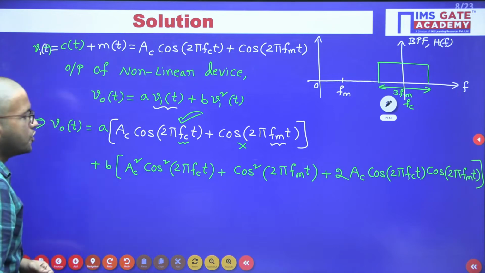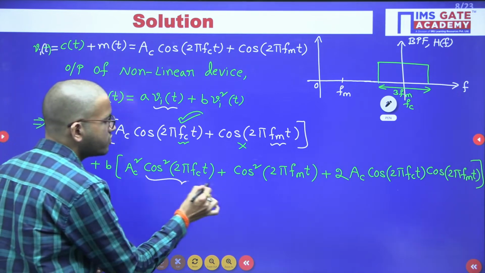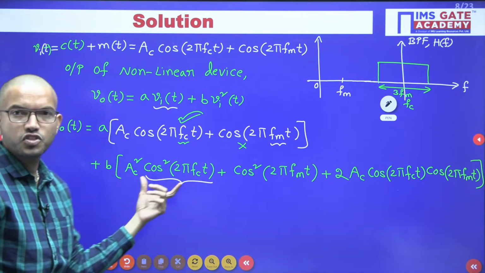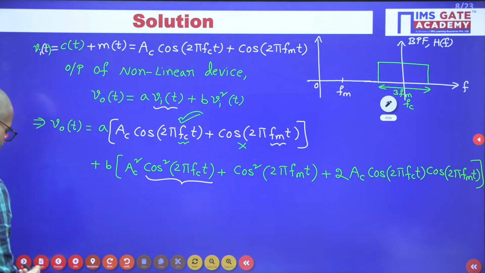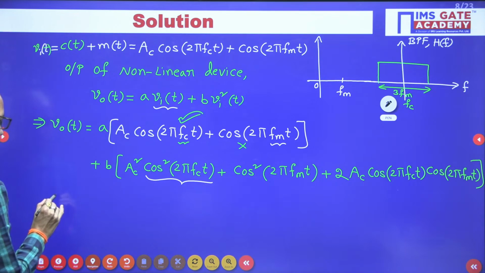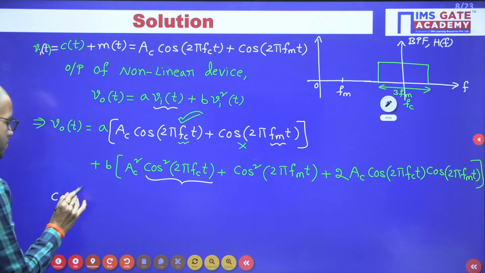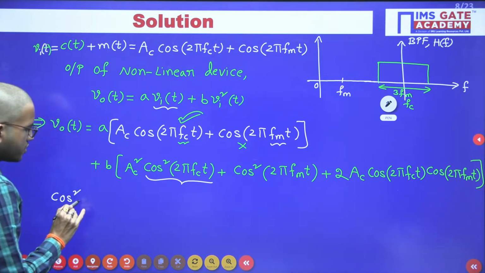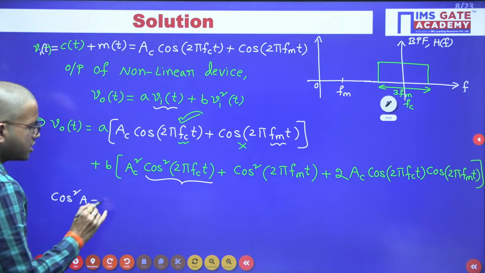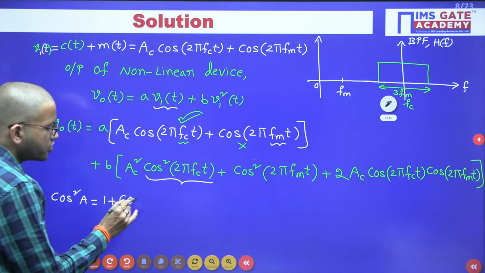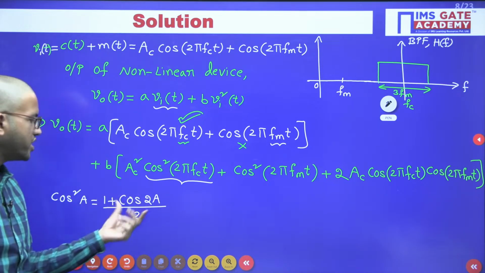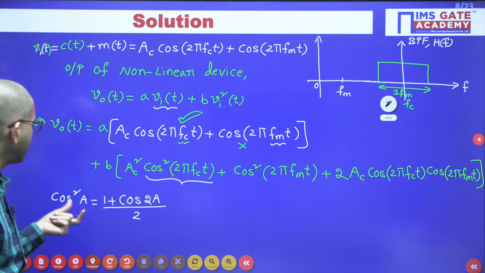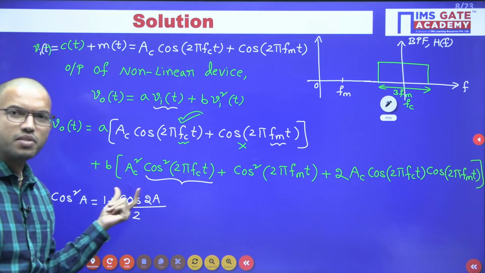Now here you have the cos square term. So this term I am writing. I hope all of you know this formula: cos square A is nothing but 1 plus cos 2A by 2. 1 plus cos 2A is nothing but 2 cos square A. So from there you can write cos square A is nothing but 1 plus cos 2A by 2.